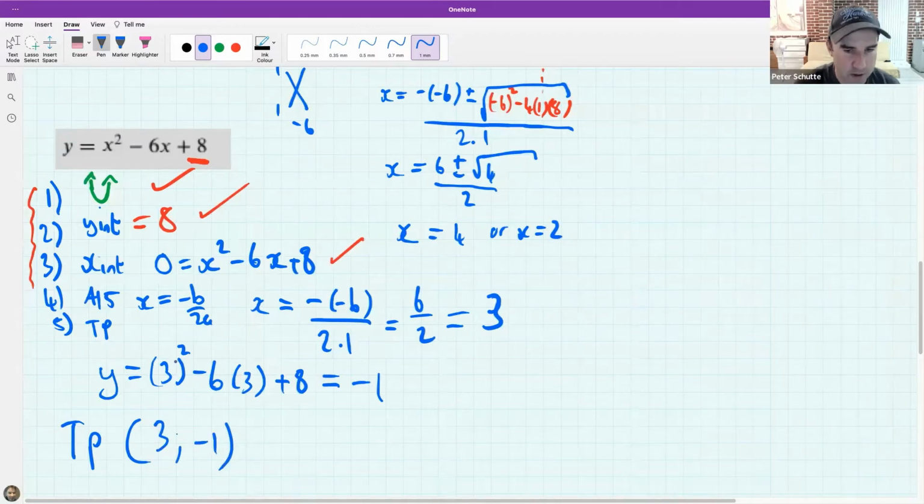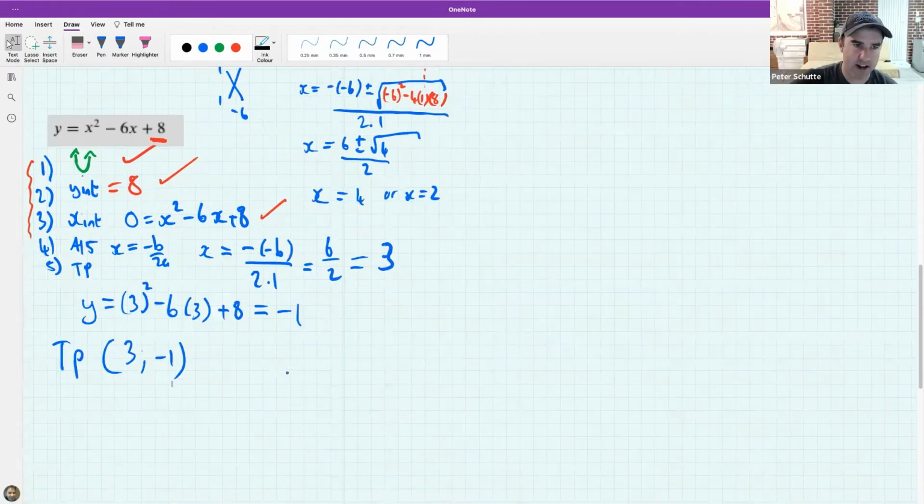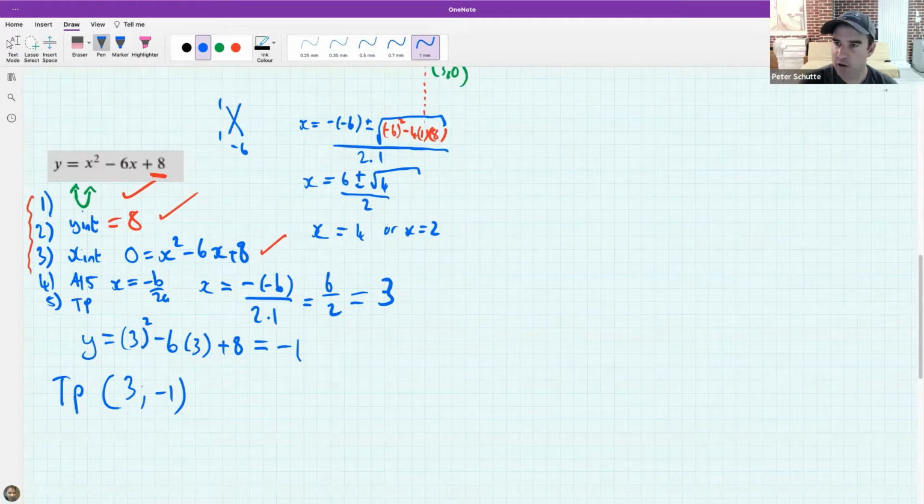Let me just double check my work. Yeah, that's fine. Okay. Give me a thumbs up if you agree with me that you have 3 and minus 1 as your turning point. Okay, so it's time for us to take all this hard work and translate it into a graph.